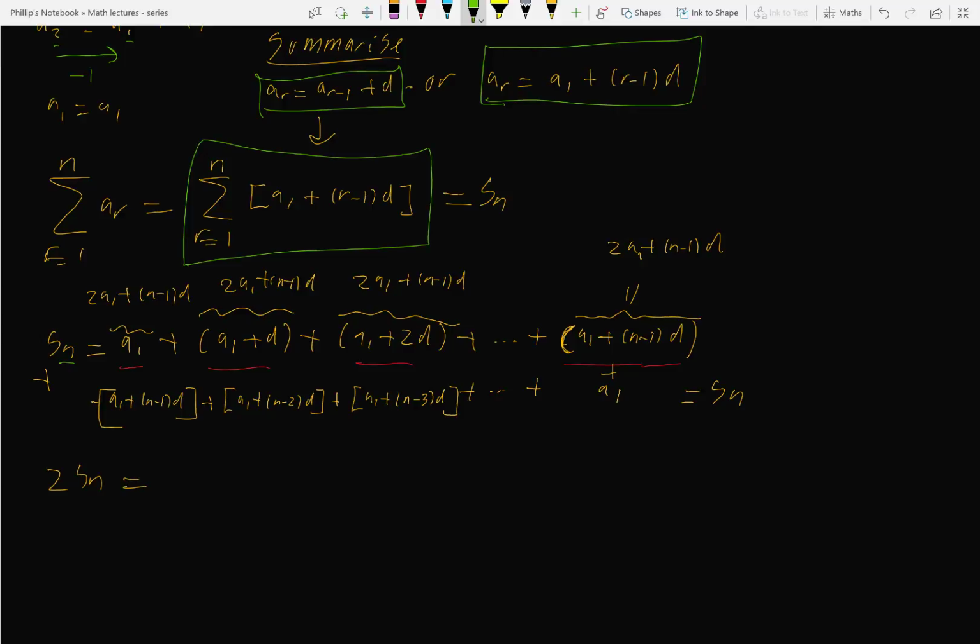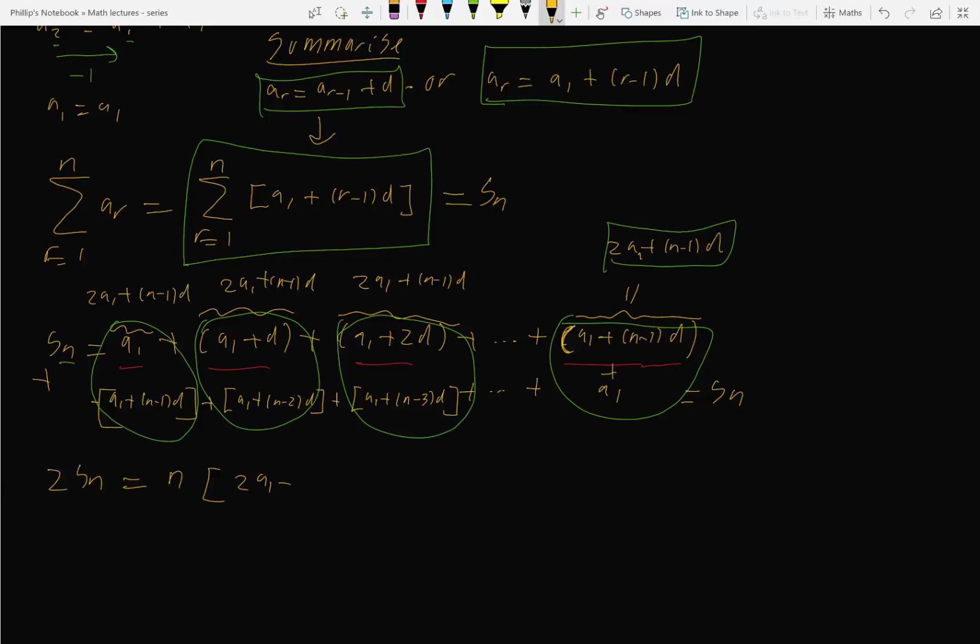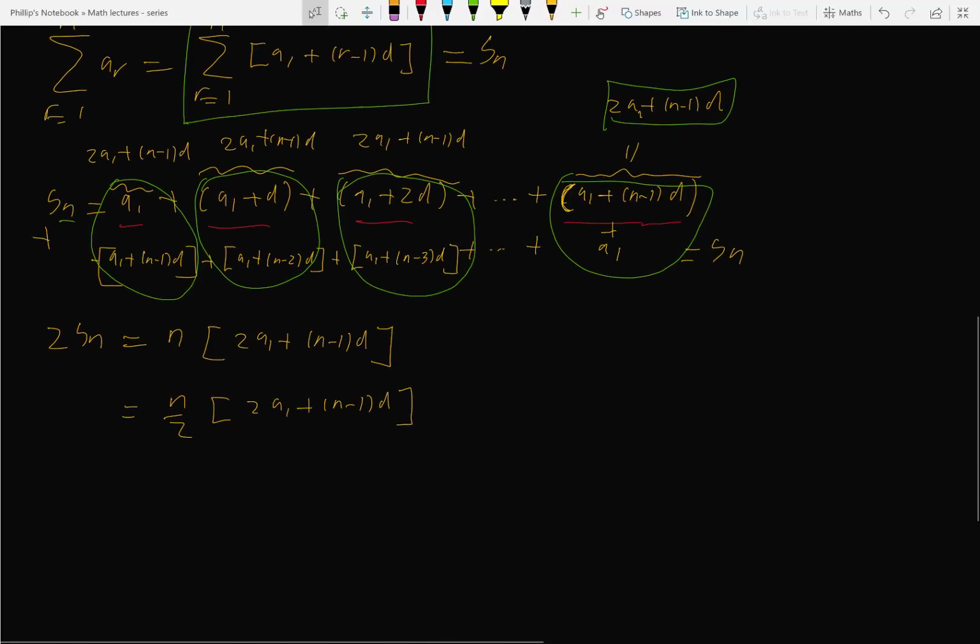So we're going to sum n of these, and all of these added together give us 2a1 plus n minus 1d. So essentially what we're doing is n terms times 2a1 plus n minus 1d, which is equal to n over 2 times 2a1 plus n minus 1d. Okay, so that's a generalised formula of it, but we can even go a bit further.